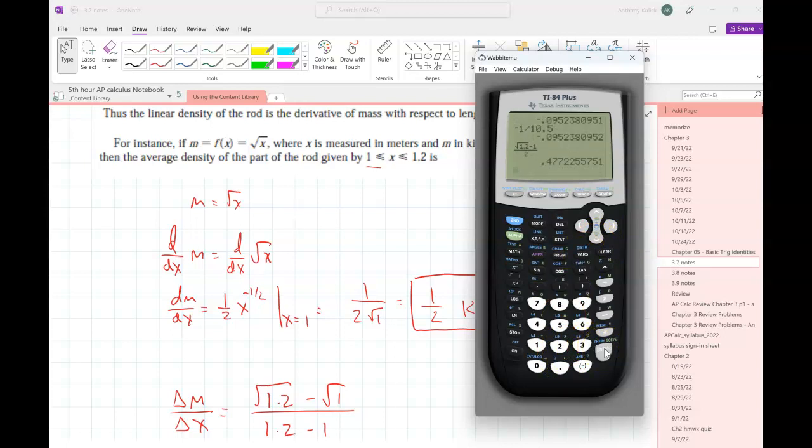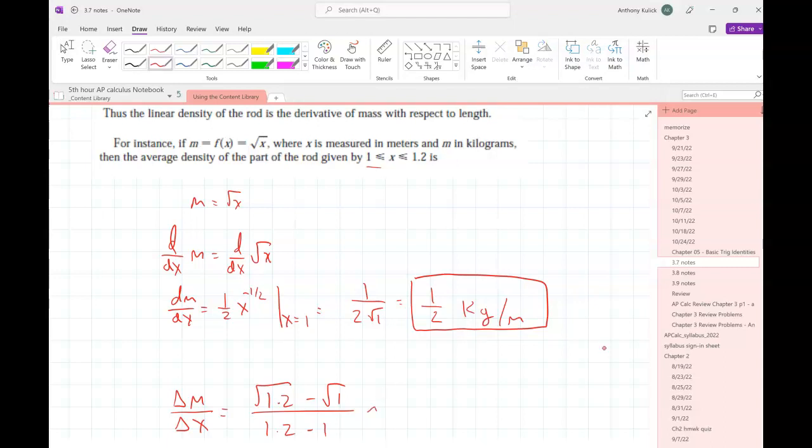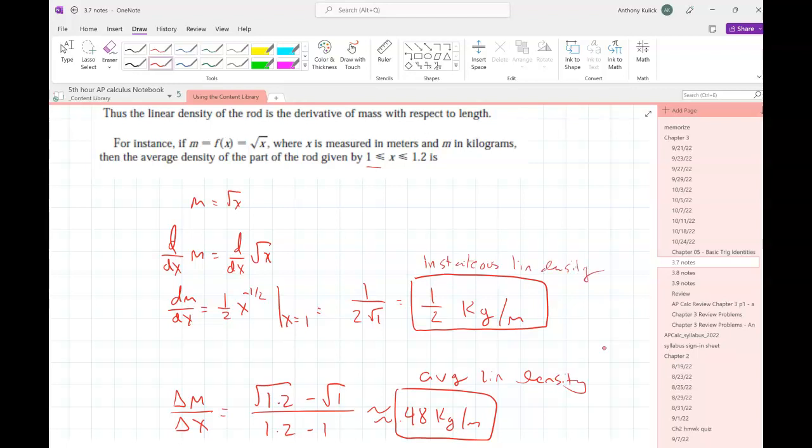So I get about 0.48. So this is our average linear density. And this was like our instantaneous linear density. What do you think? Pretty close? Yeah, 0.5 is pretty darn close to 0.48. Is that surprising? Probably not, right?